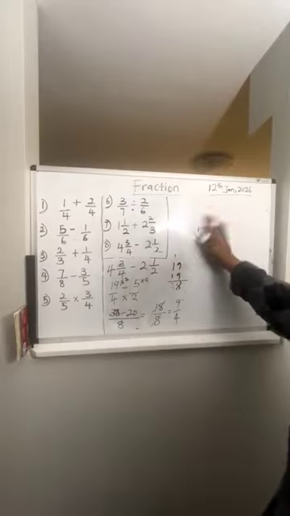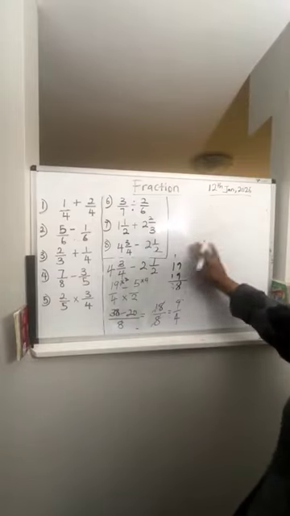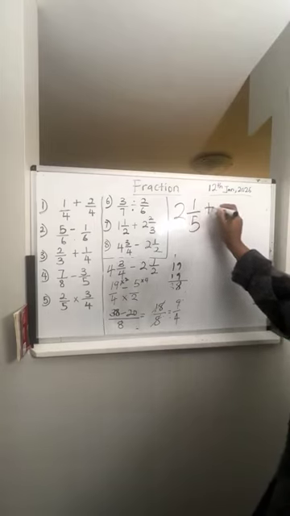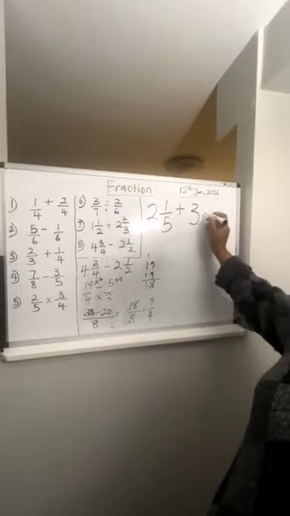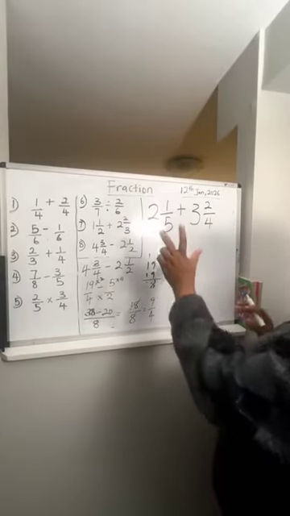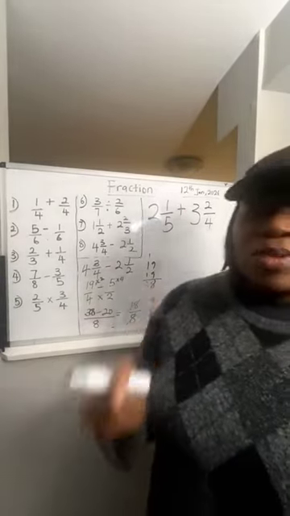Let me give you this assignment quickly. I'm giving you this 2 whole number 1 over 5 plus 3 whole number 2 over 4. Please solve this and drop the answer in the comment section.